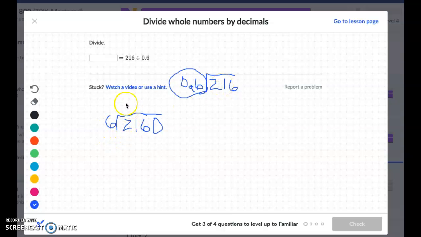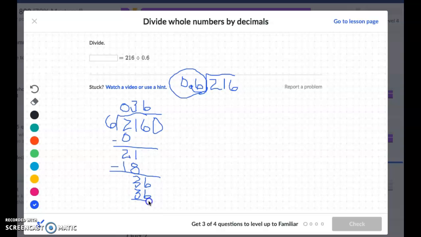So 6 fits into 2, 0 times. 0 times 6 is 0, and then I subtract. 2 take away 0 is 2. Bring down my 1. 6 fits into 21, 3 times. 3 times 6 is 18. Subtract. 21 take away 18 is 3, and bring down my 6. 6 fits into 36, 6 times. 6 times 6 is 36.